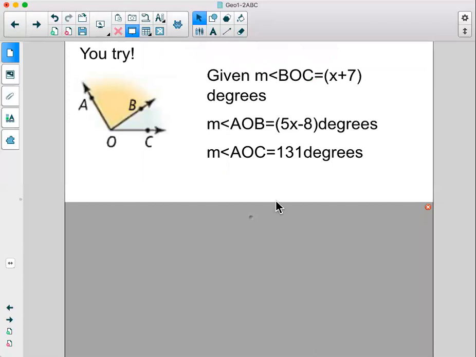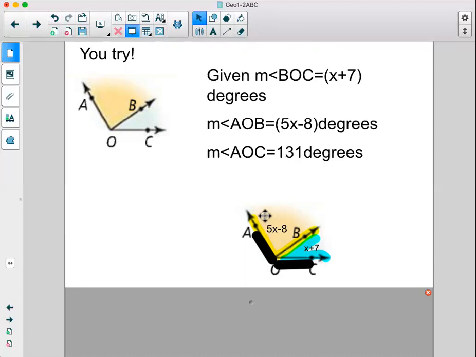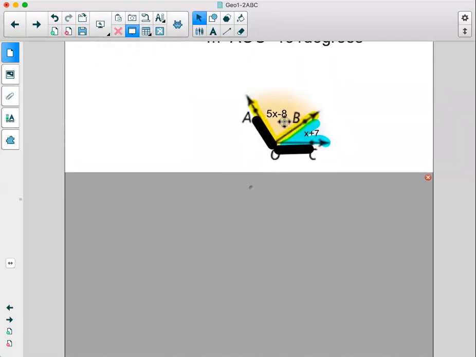So now feel free to pause the video and practice on your own paper and then press play for the solution. So we can draw our algebraic expressions right onto our diagram. We can use the angle addition postulate because these two angles do not overlap. There's no gap between them. So part plus part equals the whole.